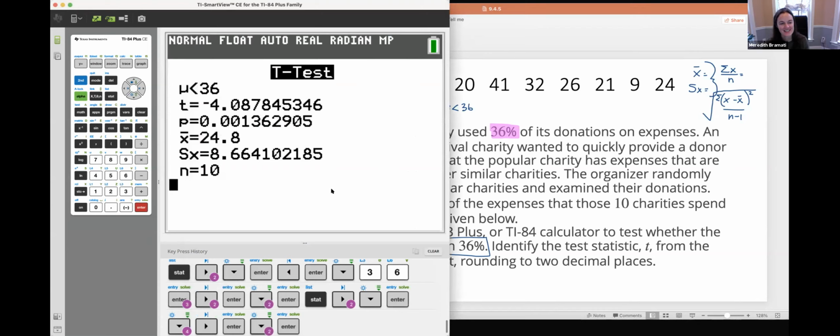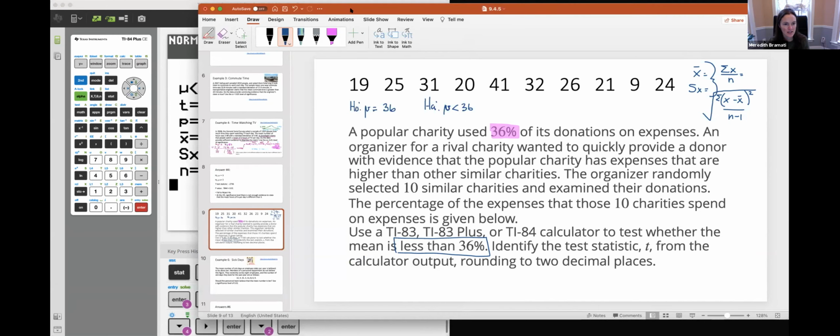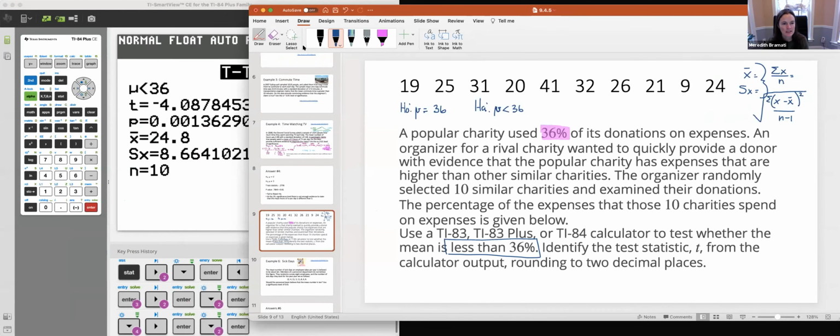So when you run this, then you have your t value. Okay, and we need to write that down. I believe that they have it to 2 decimal places. So negative 4.09 would be the t. And the p value for this would be 0.00 if it's to 2 decimal places. I'm going to put the 1 in there just because I like to have a number, but you could put 0 as your answer if it was to 2 decimal places.